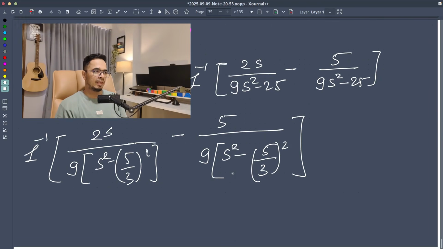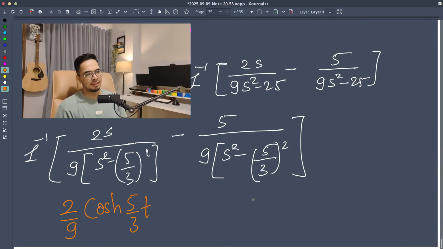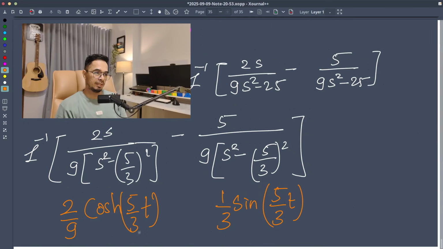Now it's a simple case of trigonometric functions. So therefore, I go ahead and write 2/9 cos(5/3 t) and 1/3 sin(5/3 t). It is that simple.